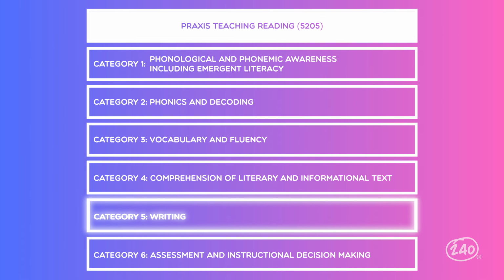The fifth category is writing. You might be wondering why there's a writing section when it's not one of the essential components of reading instruction. You're right, but it's on the exam because reading and writing are very closely related. The writing category is made up of questions about written expression and spelling and grammar. The most important thing to know falls under written expression, so let's dive into that.